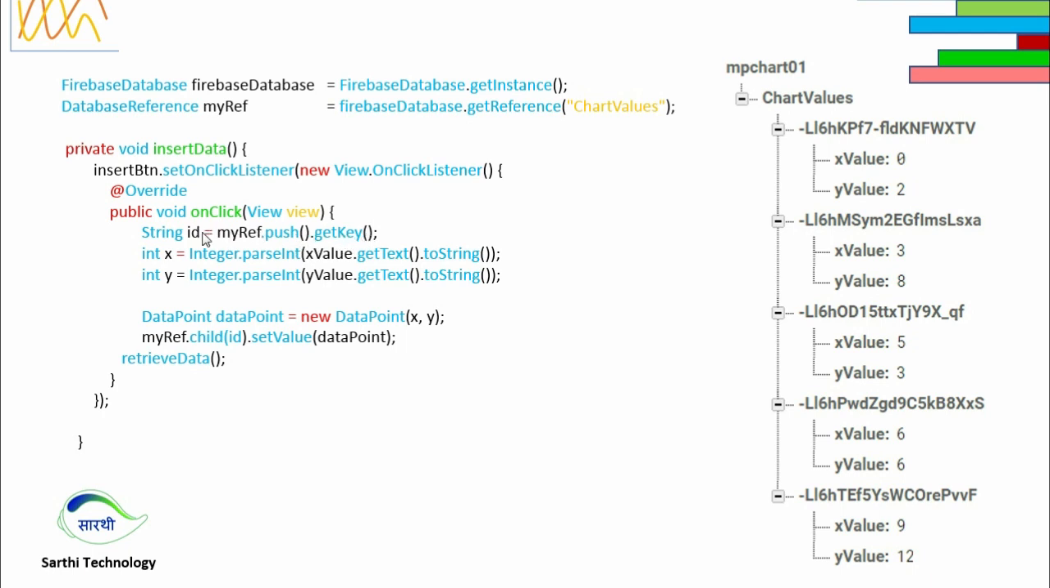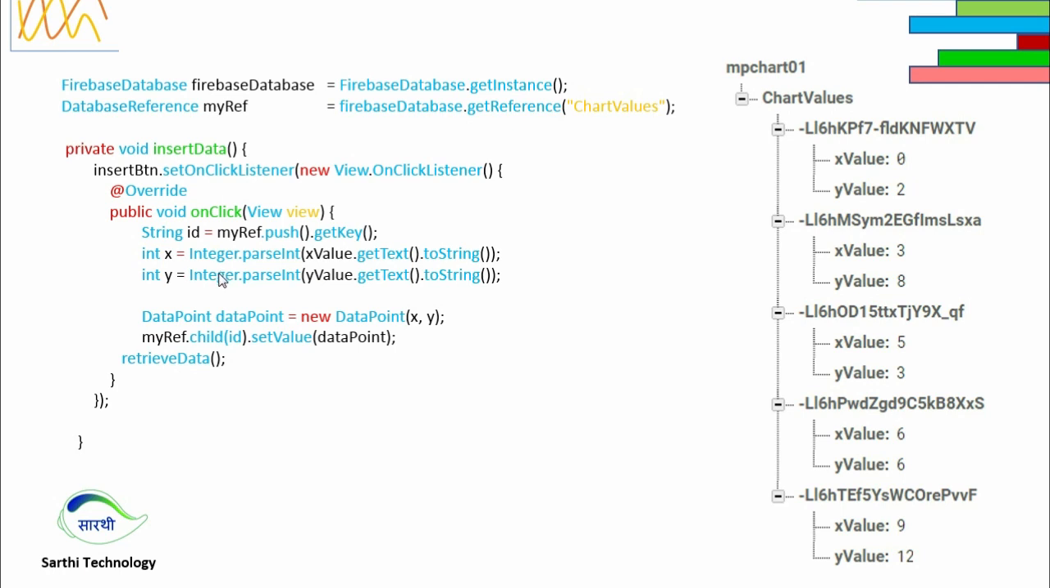myref.push.getKey. Next we need to get the value from the edit text, and for that we will use this edit text, that is x value dot get text, convert this text into string using toString, and again convert it into integer. Same for the y. So now we have id, x value and y value.